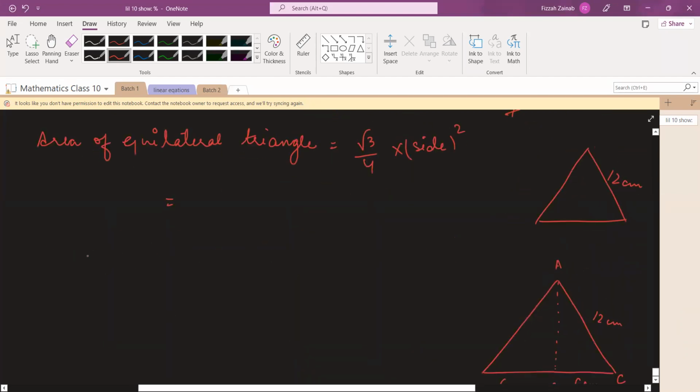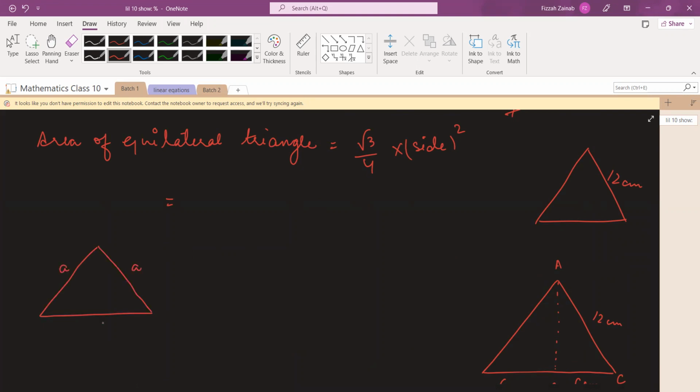See, if you want, I can just show you quickly. You will get the same thing. Now, let us say this is an equilateral triangle of side A, correct? So I'm just dropping a median or perpendicular here. So this will become A by 2, correct?